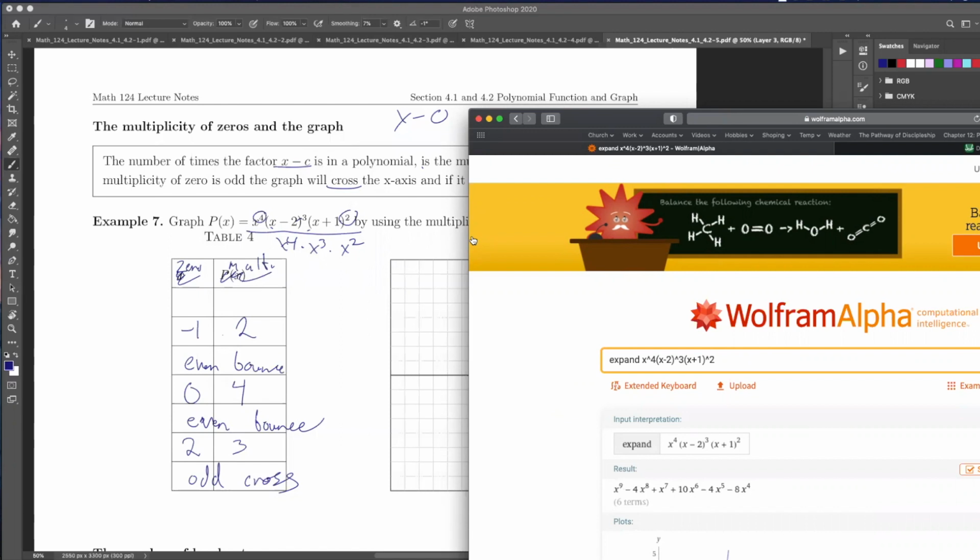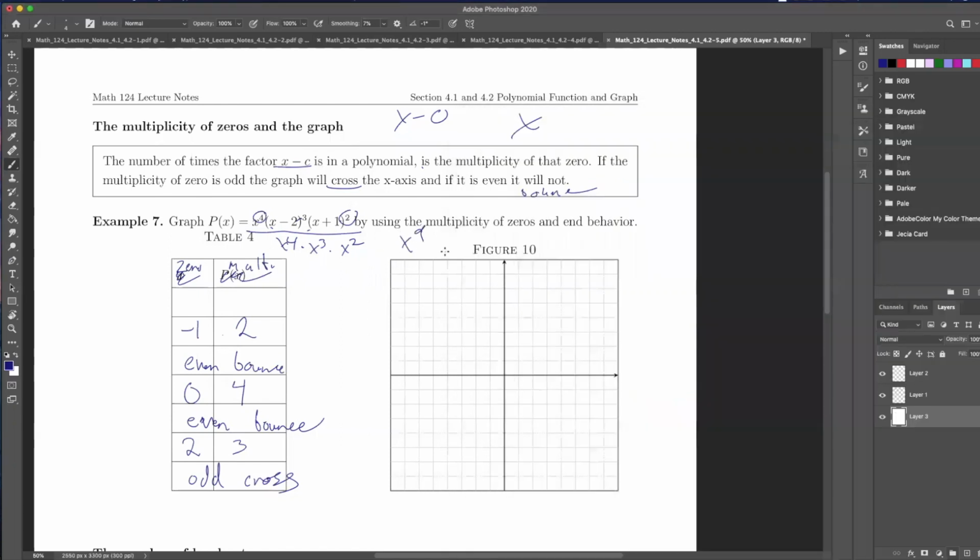So I know my behavior is the following: x to the 9th, and it's positive, so it should come up, do stuff, and go out. And actually, that's all I really need. And let me explain why that's all you really need. So here I have a 0 at -1. I have a 0 at 0. And I have a 0 at 2.